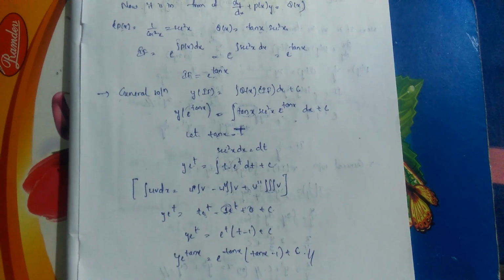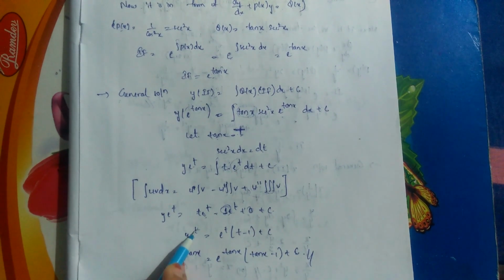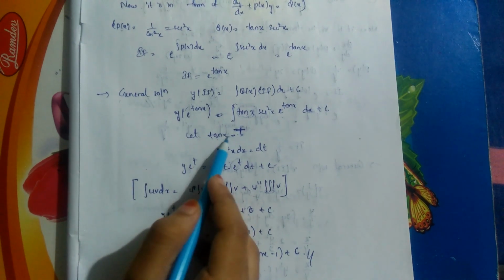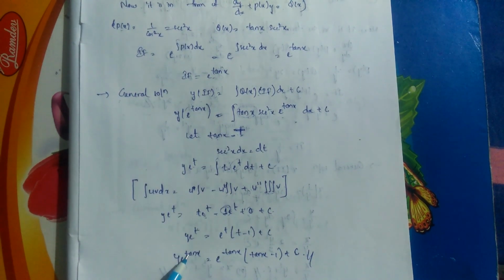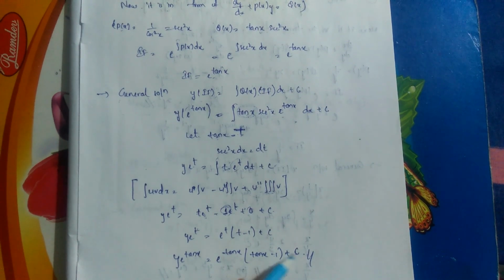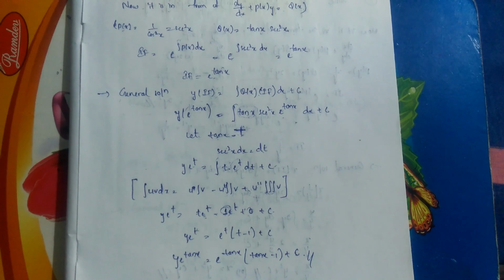So at last you have to substitute the value of t. When you substitute the value of t, that is tan x, then you get y into e power tan x equals e power tan x of tan x minus 1 plus c. This is the general solution of this equation.